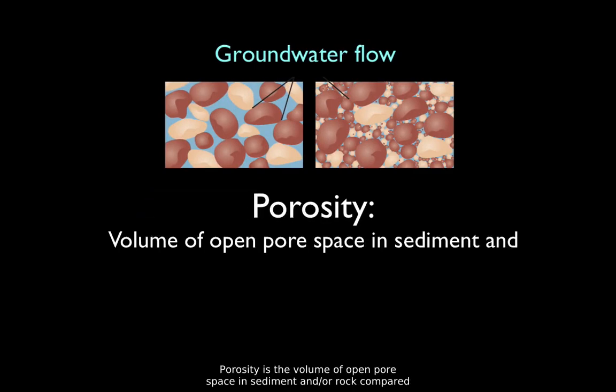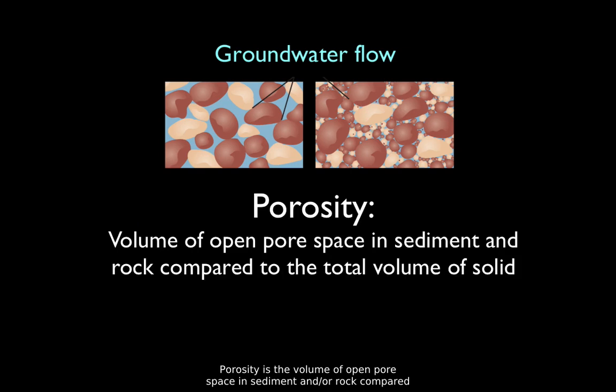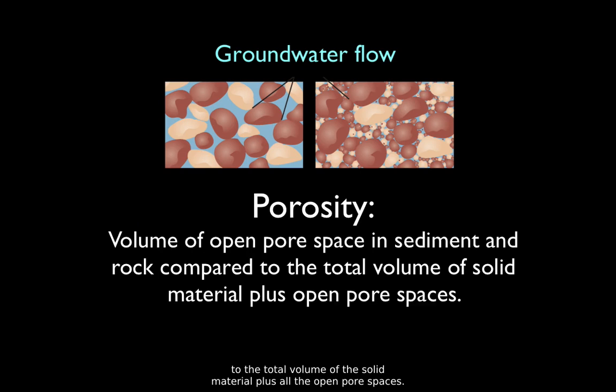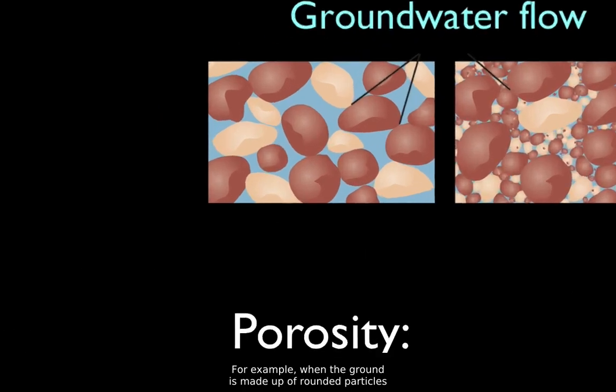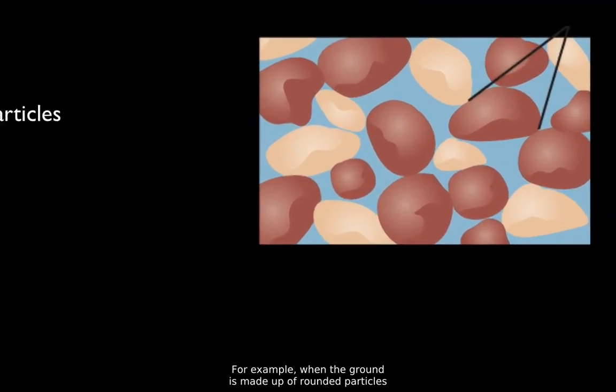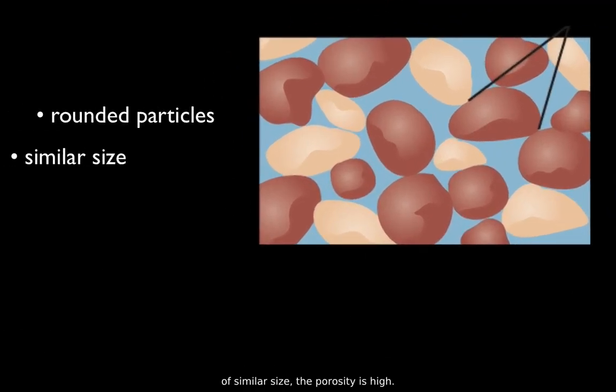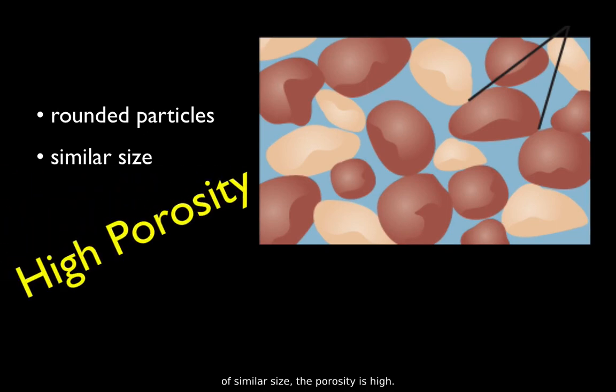Porosity is the volume of open pore space in sediment and/or rock compared to the total volume of the solid material plus all the open pore spaces. The size and shape of the sediment particles and the packing of the particles affect the porosity. For example, when the ground is made up of rounded particles of similar size, the porosity is high. It can hold a lot of water.